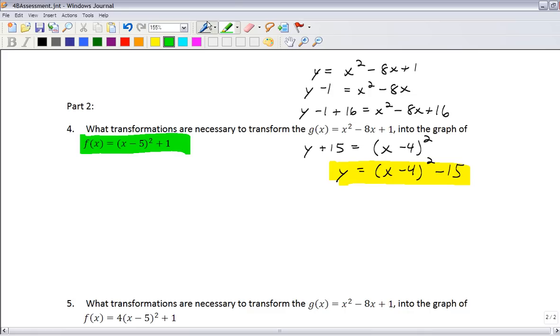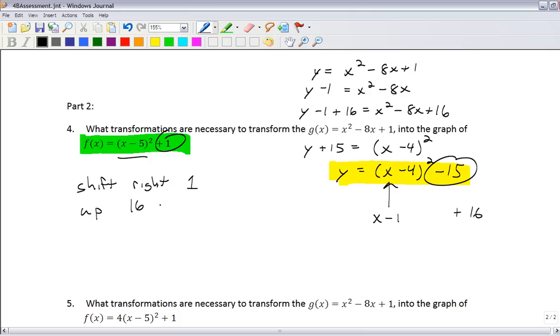Okay, so what would you replace x with so that you ended up with an x minus 5? Well, x is going to become x minus 1. So that's a shift right 1 unit. Now, you've got minus 15, and you want to end up with plus 1, so how many do you have to add? You're going to have to add 16. So that's going to take you up 16 units. That's 4.